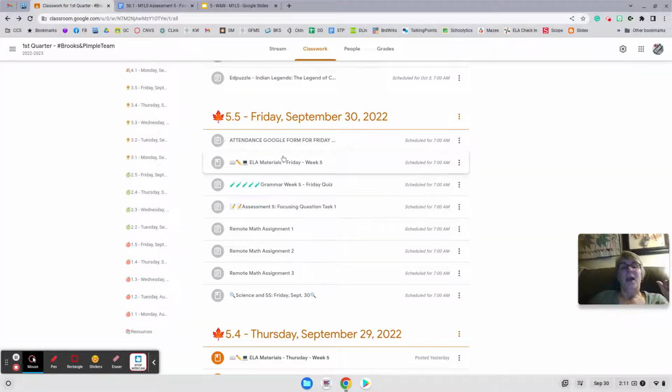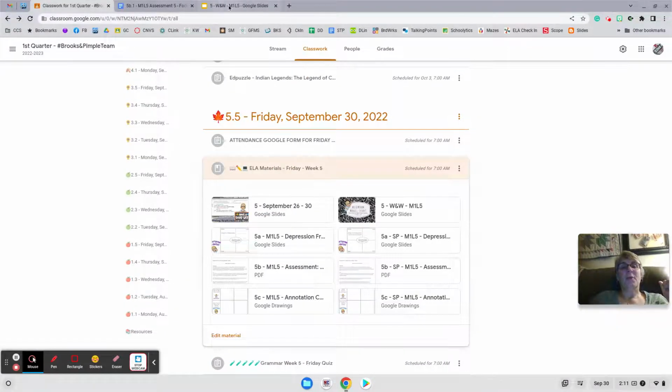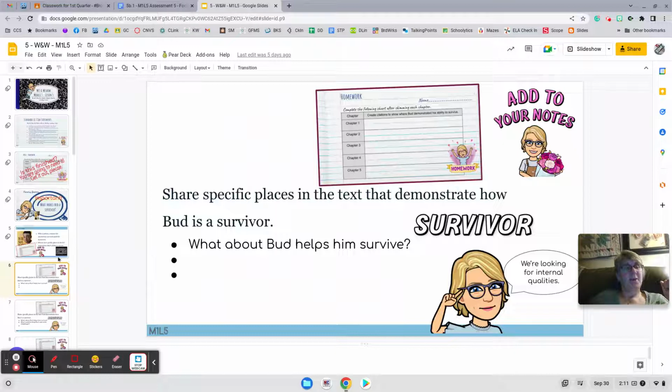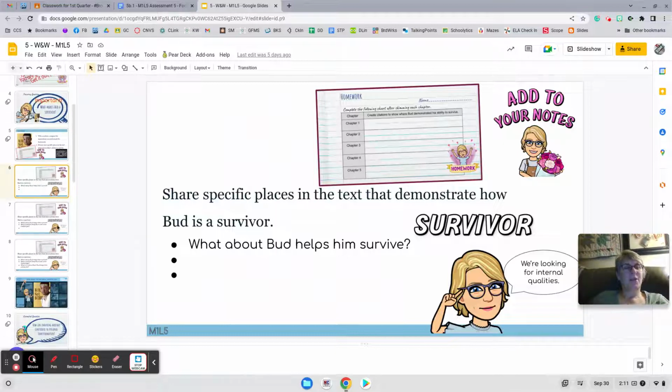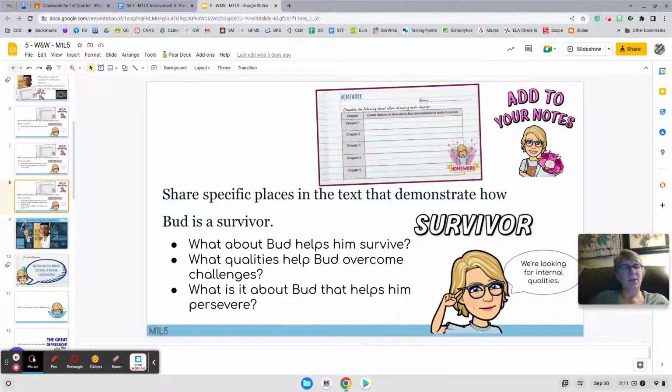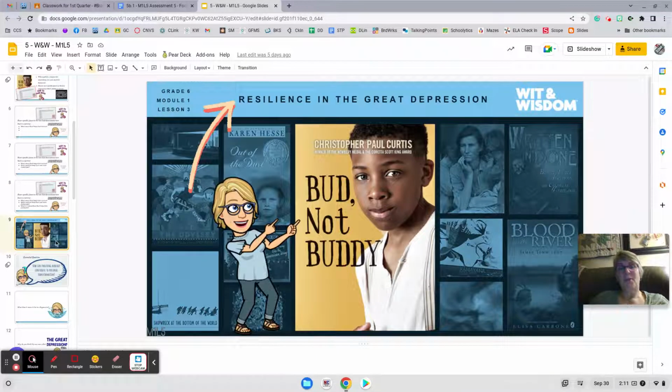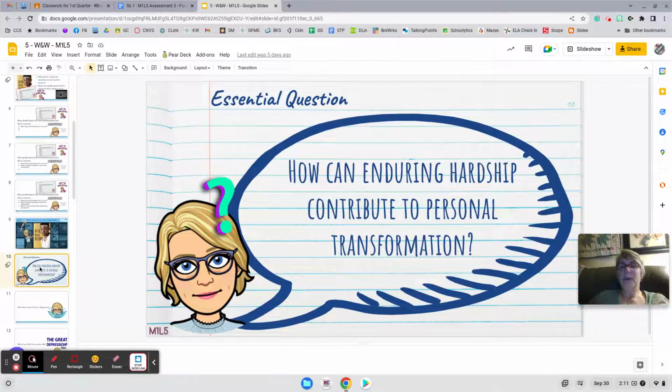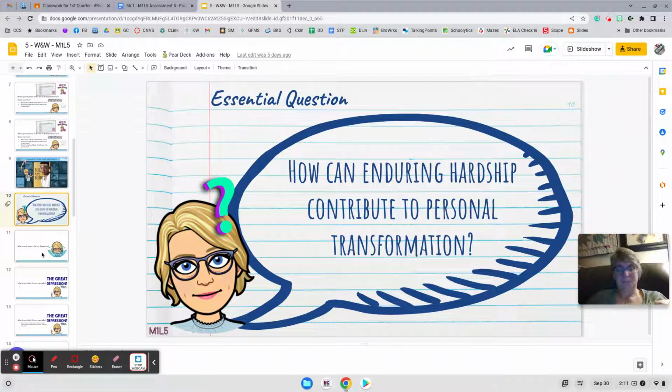So anyway, you're going to go ahead and go through lesson 5 on what helps him to survive. Really think on that because you're going to need that information. What qualities in Bud's personality help him overcome challenges? And then finally, what is it about Bud that helps him to persevere, to keep going in hard times? If we were together, I would ask you, what are we looking at? And you'd tell me resilience in the Great Depression. And remember, we're looking at how enduring hardship can contribute to personal transformation.